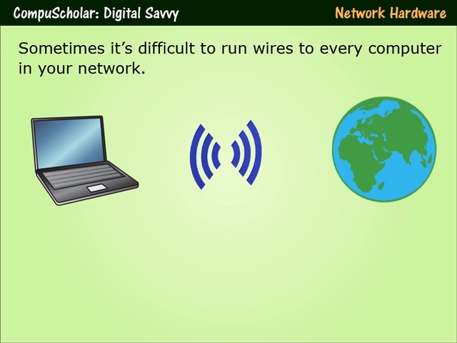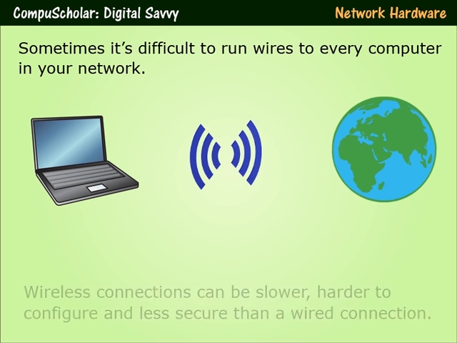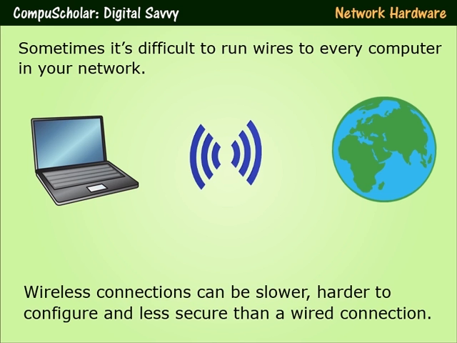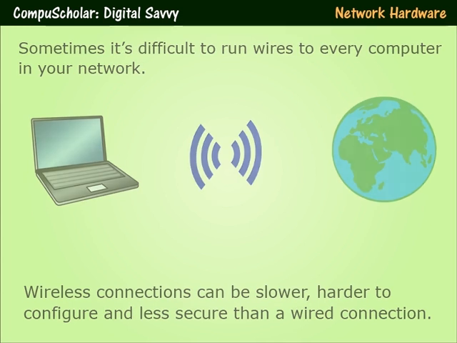So why not use a wireless connection all the time? Though there are some drawbacks to using wireless connections. They can be slower and harder to configure than a wired connection. In addition, wireless networks have to be specifically secured in order to protect the devices on your network from others who may want to steal your data or spy on your online activity.